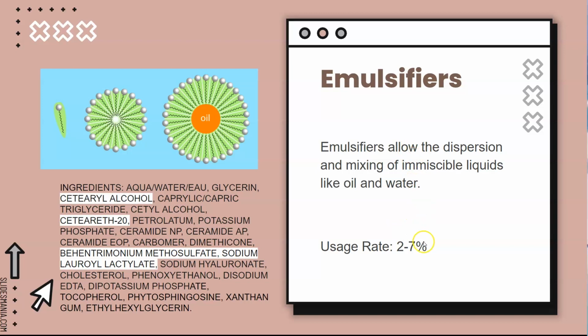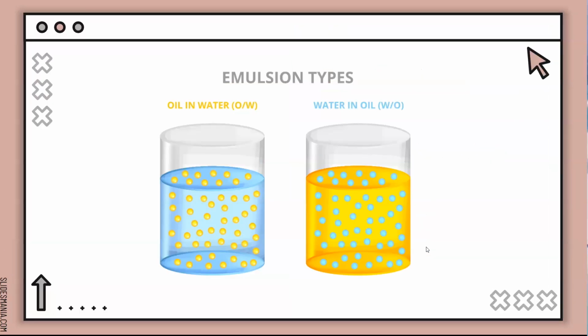Emulsifiers are usually used at a percentage of 2 to 7%. And these are the two main types of emulsions. We have your oil in water, in which you have your fine dispersion of oil droplets in a sea of continuous phase of water, or your water droplets dispersion in a continuous phase of oil.